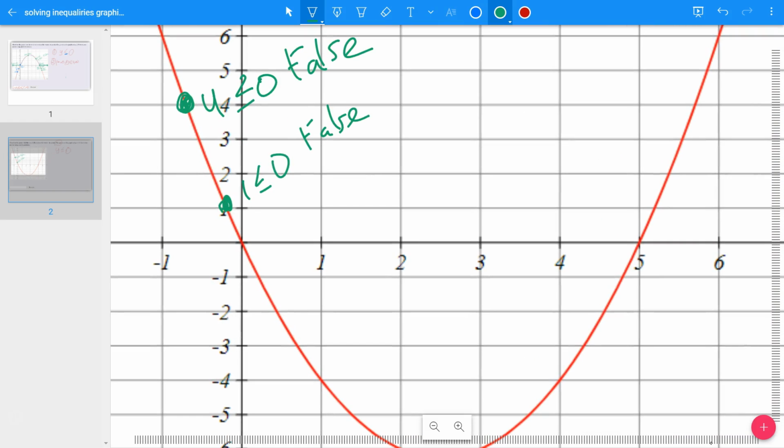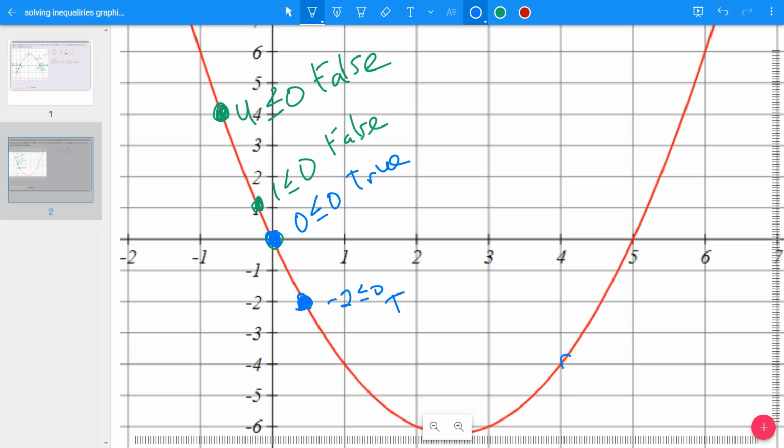But this point is a little different. Let me grab a different color right here. Because here the value of y is 0, right here, where you cross the x-axis. So take a look. Is 0, in other words, less than or equal to 0? That's true. Then grab some other point like this one. Check the value of y at that point. Is negative 2 less than or equal to 0? That's true. Grab some other point somewhere like this. Is negative 4 less than or equal to 0? That's true. Do you see that?